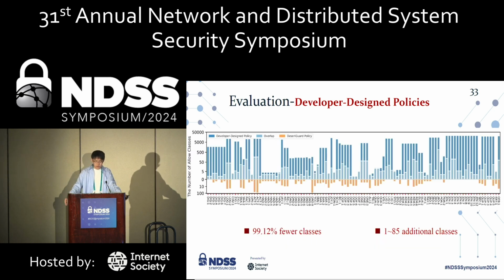When observing the difference between DeseriGuard's policy and the developers' policies, we found that DeseriGuard permits 99.12% fewer classes. However, as shown by the orange bar, DeseriGuard may allow 1 to 85 additional classes that are not included by developers' policies. It is because DeseriGuard should over-approximate all necessary classes, inadvertently including some unnecessary classes. Nevertheless, attackers are unlikely to find exploitable gadget chains from these additional classes.